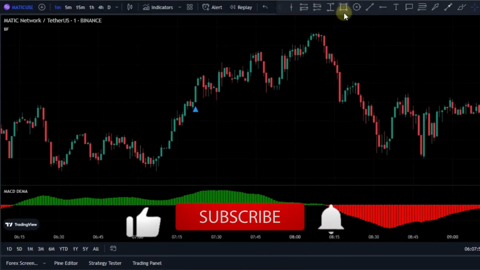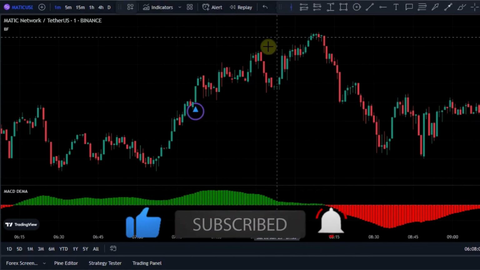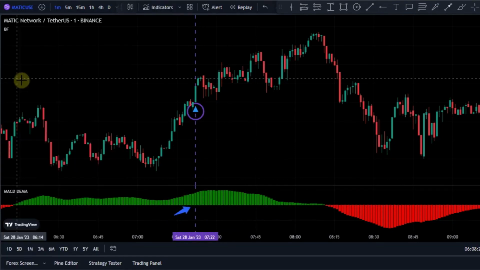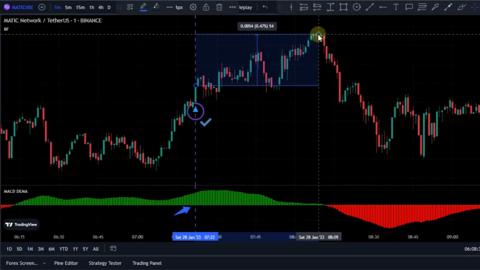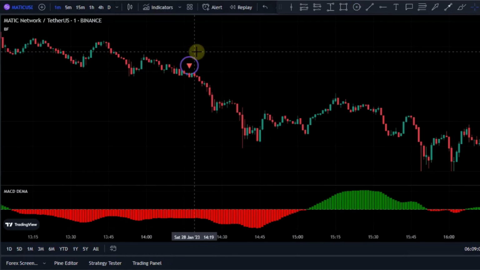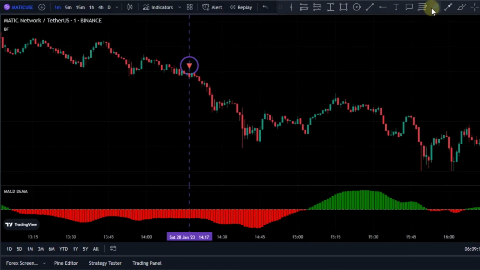Now for a buy trade, the long breakout signal should be issued first. Then we should check the MACD demo. In order to confirm a buy trade, the histogram of the MACD demo should be green. Now for a sell trade, a short breakout signal must be issued first. And then we should check the MACD demo. To confirm a sell trade, the MACD demo histogram should be red.